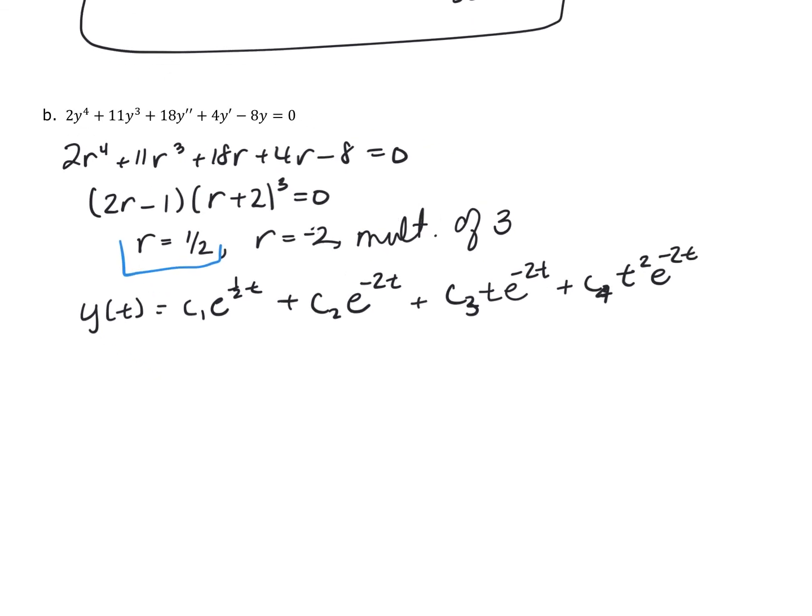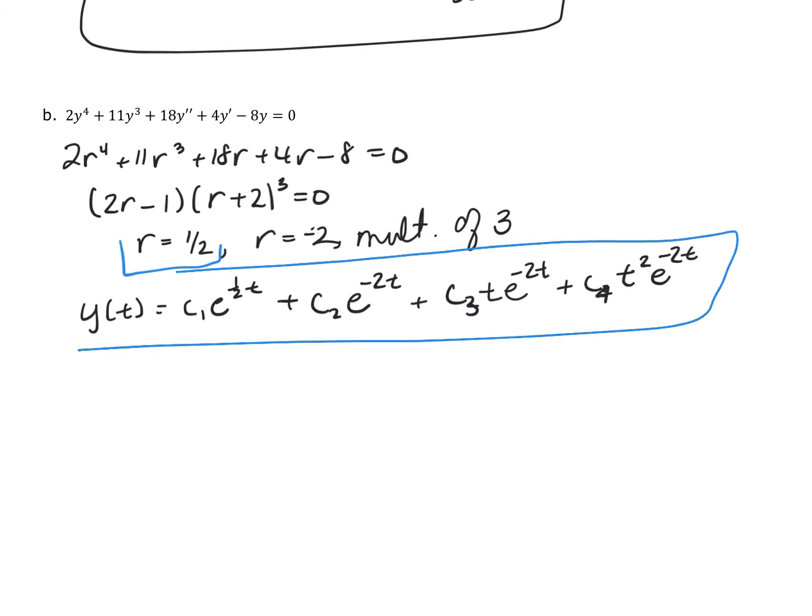Now, I don't have any initial values on this one, so I'm not going to solve that. If I did, I would need y of something, y prime of something, y double prime of something, and then I would need the third derivative to be able to solve this, because I have 4 unknowns, C1 through C4. I would need those initial values to be able to solve for the particular solution. And that's it for this video.